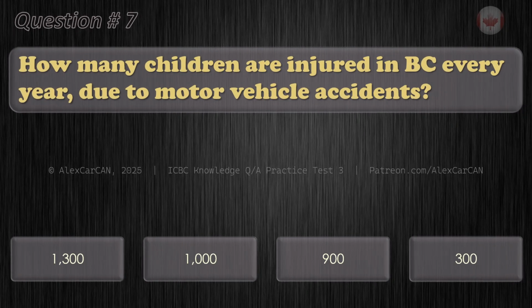Question number 7. How many children are injured in BC every year due to motor vehicle accidents? 1,300, 1,000, 900, 300. The correct answer is 1,300.